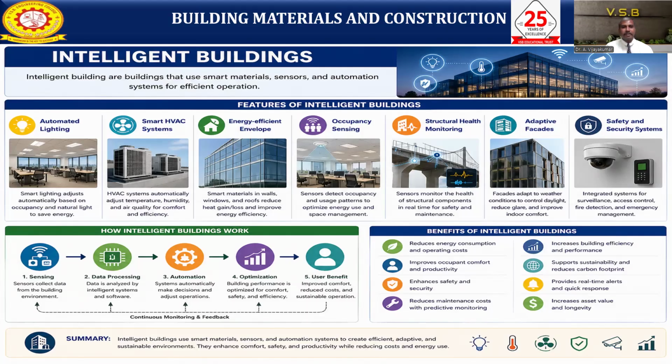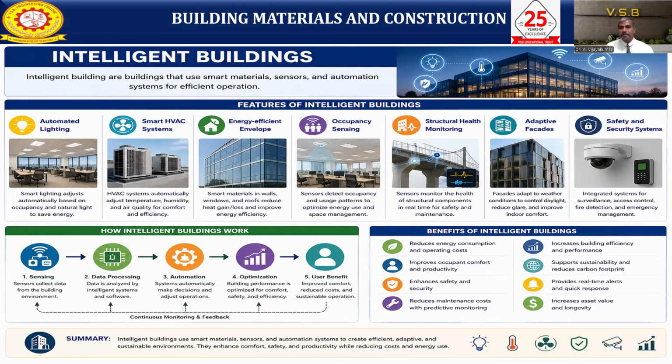Then the smart HVAC system. HVAC systems automatically adjust temperature, humidity, and air quality for comfort and efficiency based on the occupancy, so energy efficiency is improved. Smart materials in walls, windows, or roofs reduce the heat gain or loss and improve energy efficiency. Then occupancy sensing: when people are sitting, the sensor can sense. Sensors detect the occupancy and use patterns to optimize the energy use and space management.